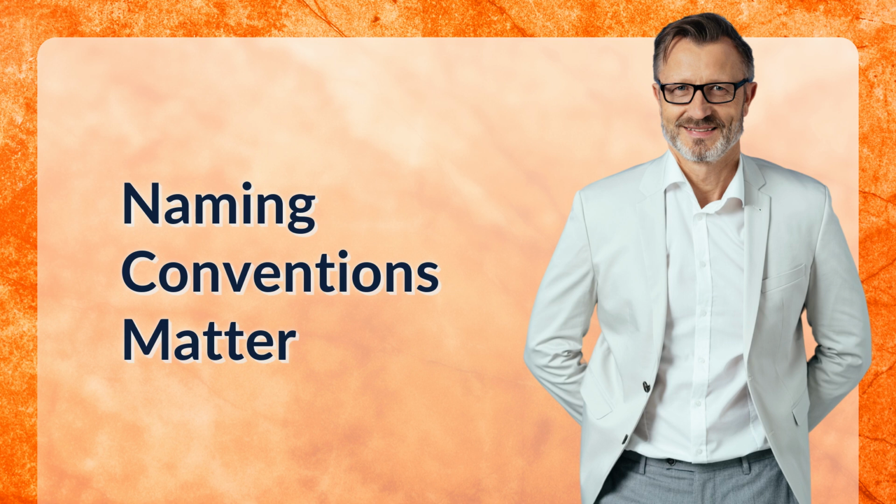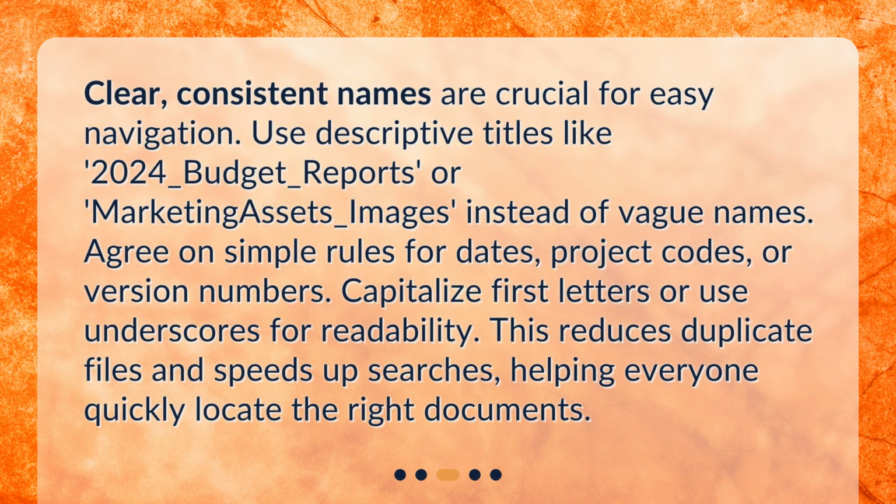Naming conventions matter. Clear, consistent names are crucial for easy navigation. Use descriptive titles like 2024 budget reports or marketing assets images instead of vague names. Agree on simple rules for dates, project codes, or version numbers. Capitalize first letters or use underscores for readability. This reduces duplicate files and speeds up searches, helping everyone quickly locate the right documents.